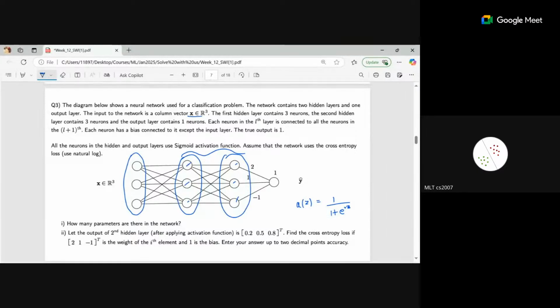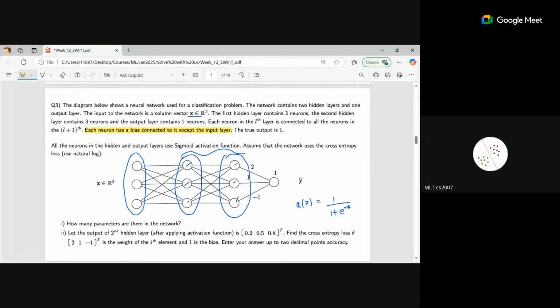Now, assuming that the network uses the cross entropy loss, we'll use the natural log there. You have to answer these two questions. The first question is: how many parameters are there in this network? Is it 21? 28. Okay, 28. One point I missed telling is that each neuron has a bias connected to it, except in the input layer.